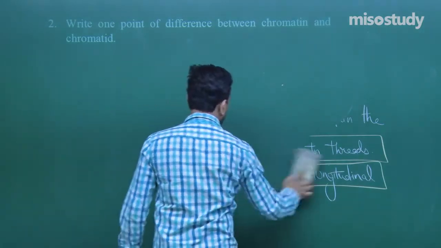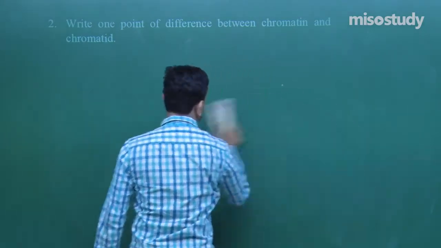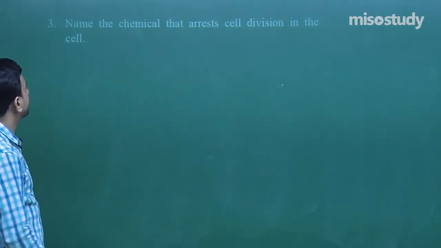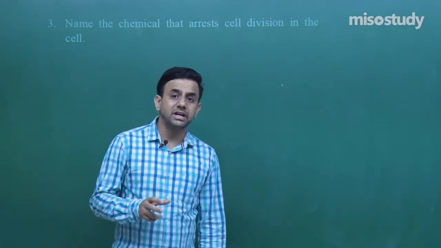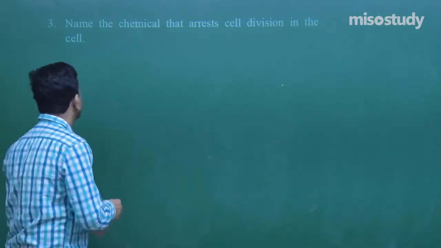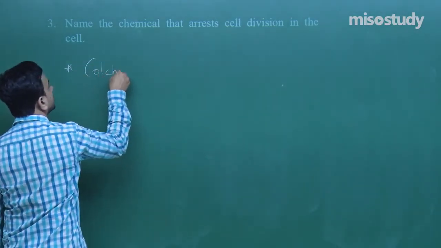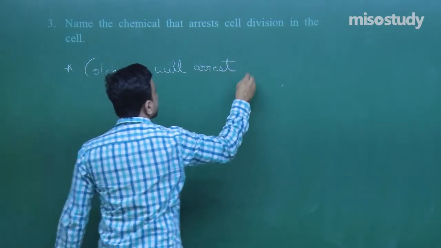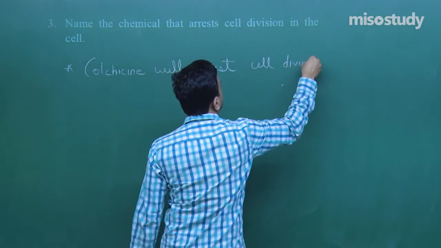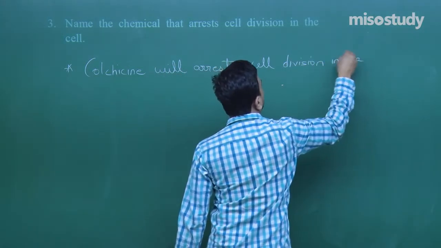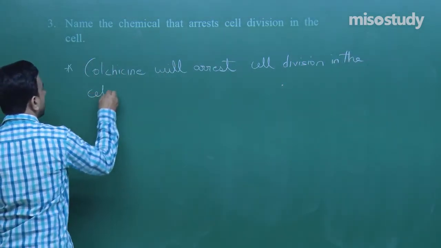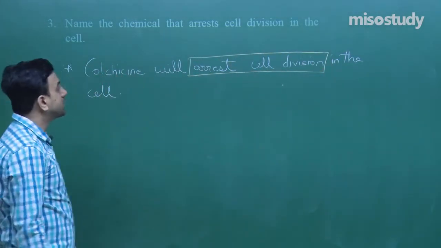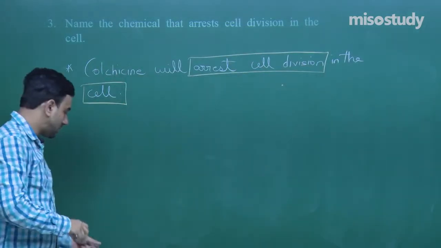What next? Name the chemical that arrests cell division in the cell. The chemical which arrests the cell division in the cell, one of them, is colchicine. Colchicine will arrest the cell division in the cell.